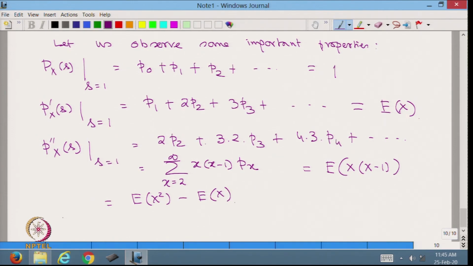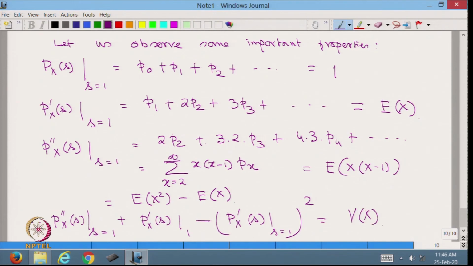Therefore, P double prime X at s equal to 1 plus the first derivative of P_X at s equal to 1 minus the first derivative of P_X at s equal to 1, squared, is equal to the variance of X. I would like you to verify these results for different discrete distributions.